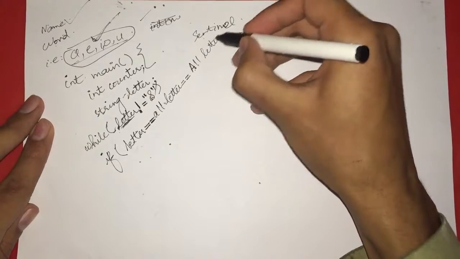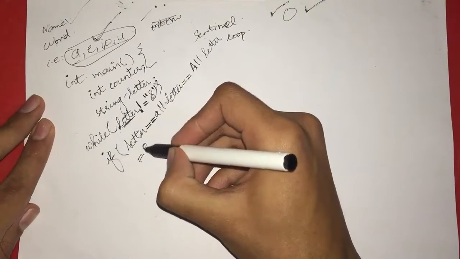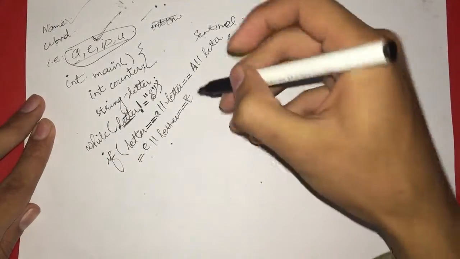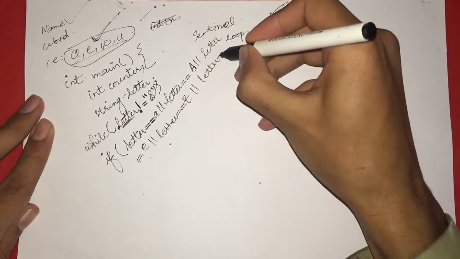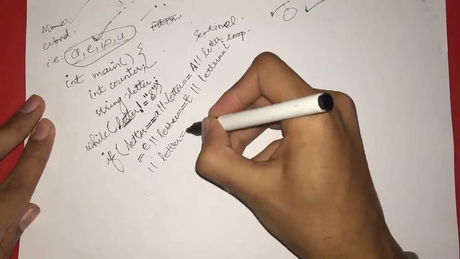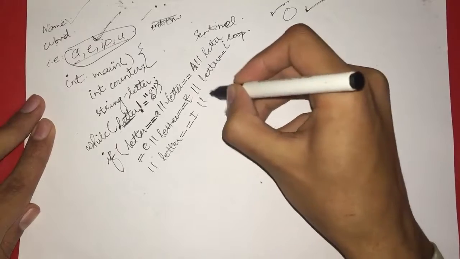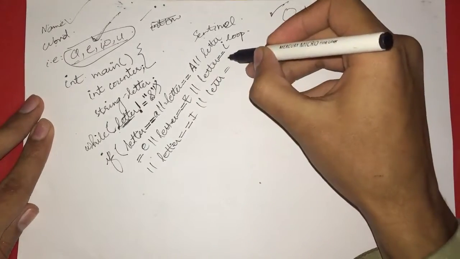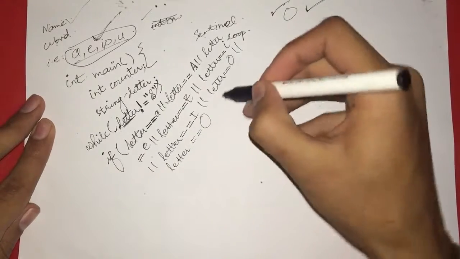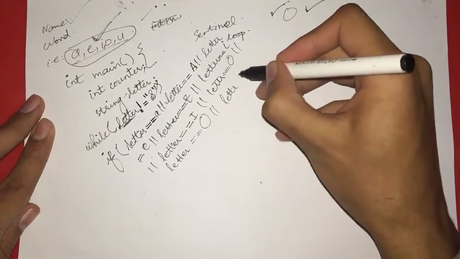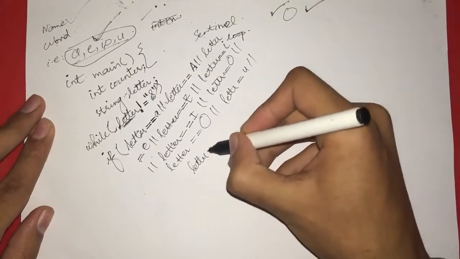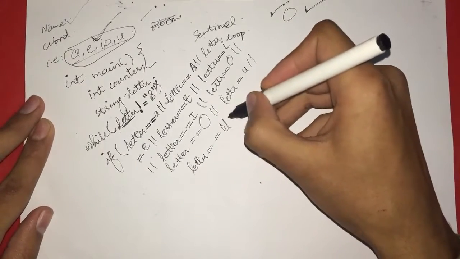Or letter double equals e, or letter double equals capital E, or letter double equals i, or letter double equals capital I, or letter double equals o, or letter double equals capital O, or letter double equals u, or letter double equals capital U. I know it's pretty long, but you have to do it.